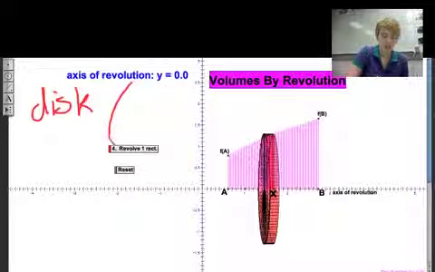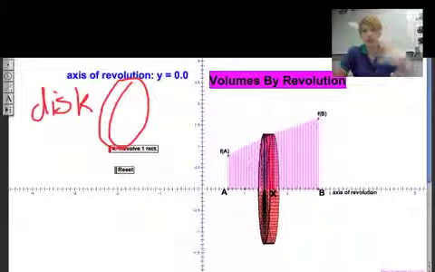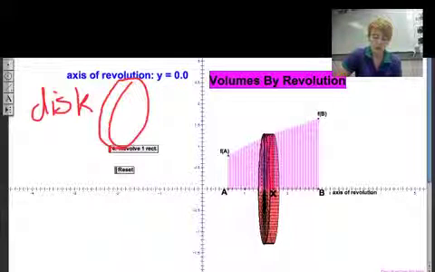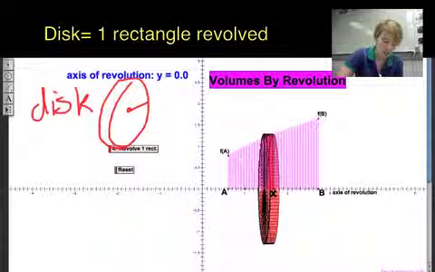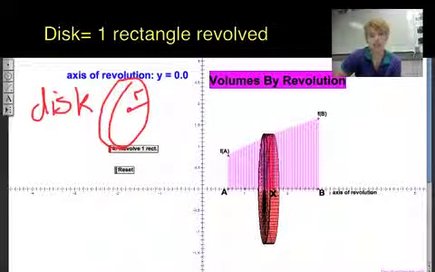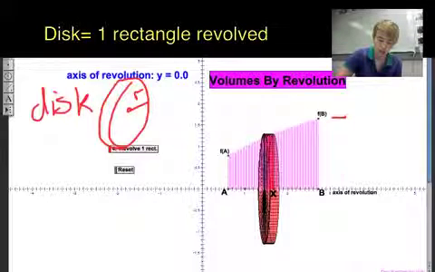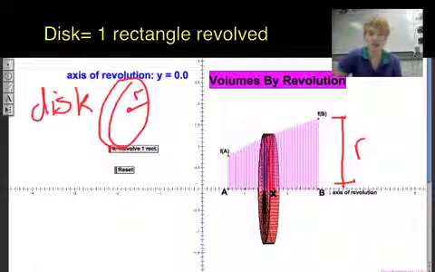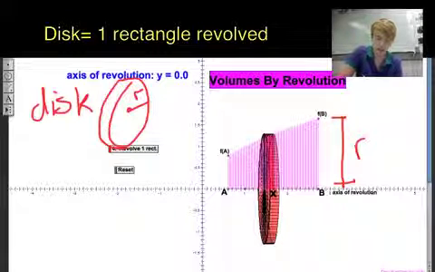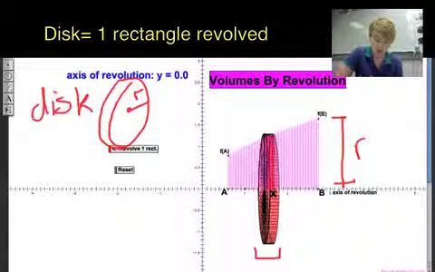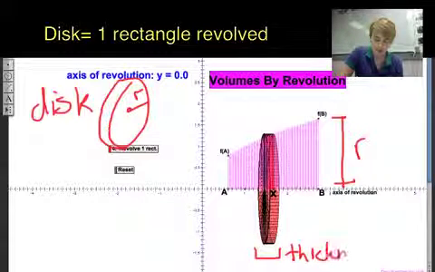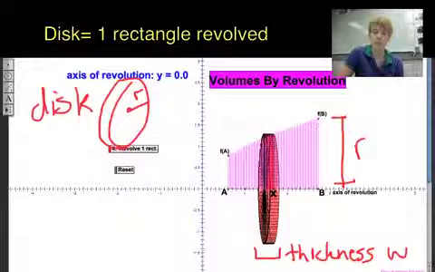Basically the disk looks like a little coin, and it's formed by one rectangle spinning all the way around. There are some important properties of this disk. For one, it has a radius, which I'm going to mark right there. If you look at the graph, the radius goes from here to here. That's the radius of the disk. Another thing about the disk is that down at the bottom, it has a thickness. It depends on how skinny that rectangle is how thick it's going to be when it spins around. So this is its thickness, which I'm going to denote as W for width.